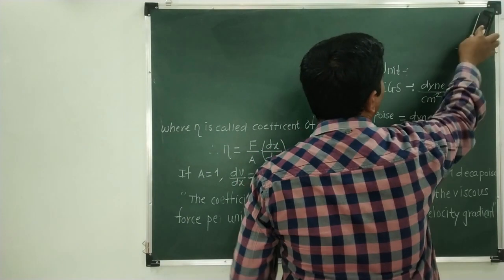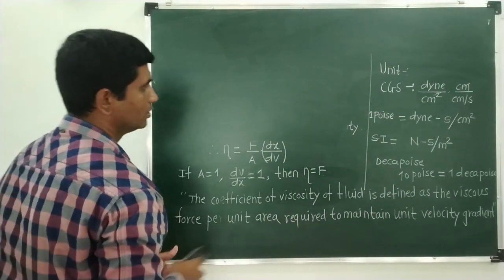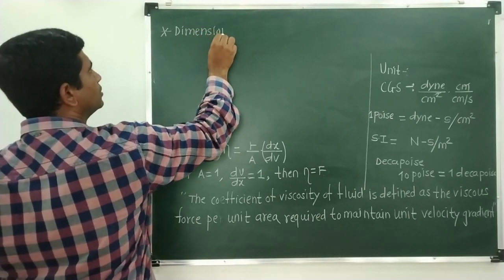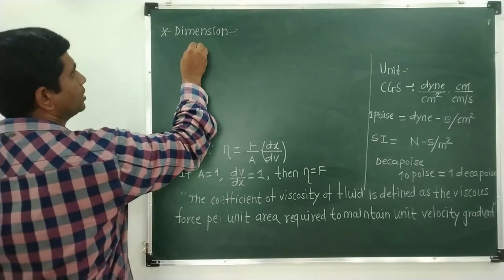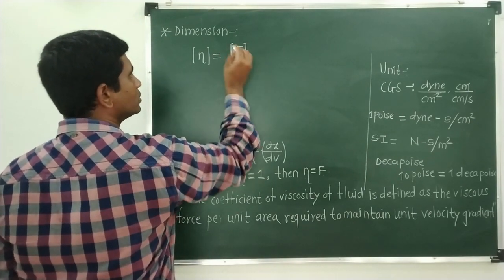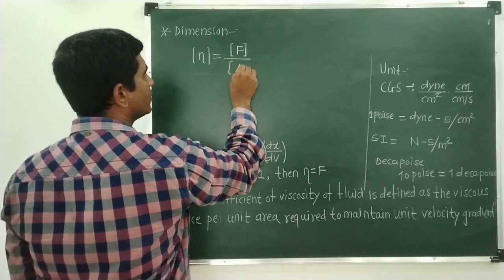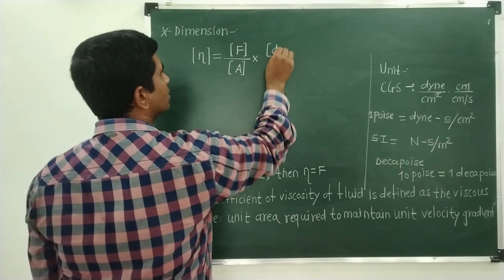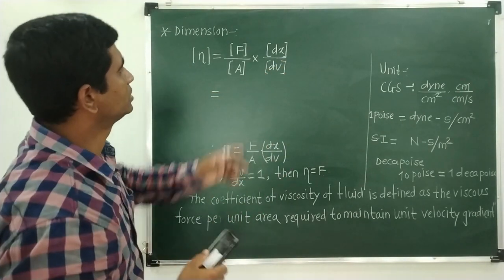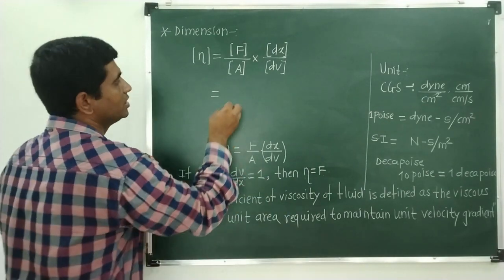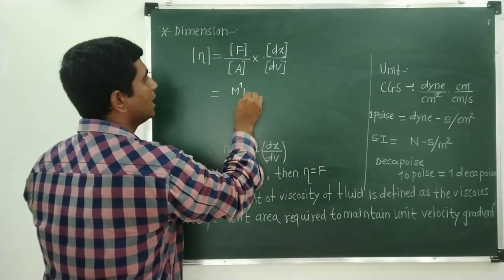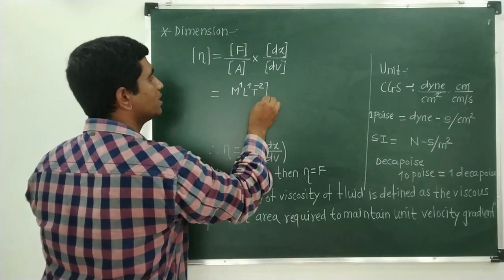We will try to find out the dimensions of eta from this expression. The dimension of eta is equal to the dimension of force divided by the dimension of area into dimension of dx divided by the dimension of dV. Force has the formula mass into acceleration. Mass is measured in kilogram, so this is M1, and acceleration is measured in meters per second square, so it is L1 T minus 2. That is the dimension of force.